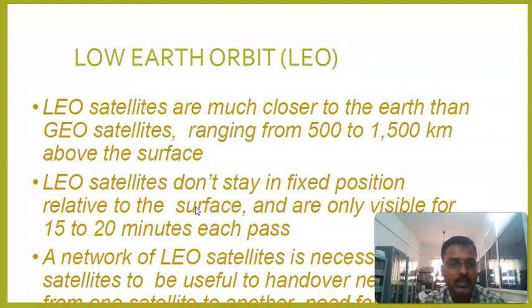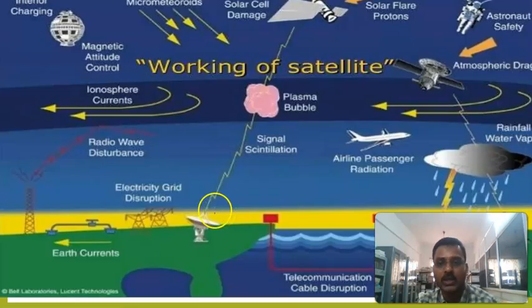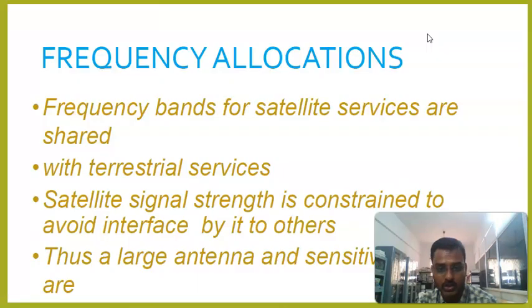LEO satellites are much closer to the Earth than the GEO satellites, ranging from 500 to 1000 km above the surface. This is the working of the satellites, where these are the magnetic attitude control and then working at the ionosphere. Ionosphere currents and radio wave disturbance come over the ionosphere. These are some of the commands and the points of the satellites which have been launched.